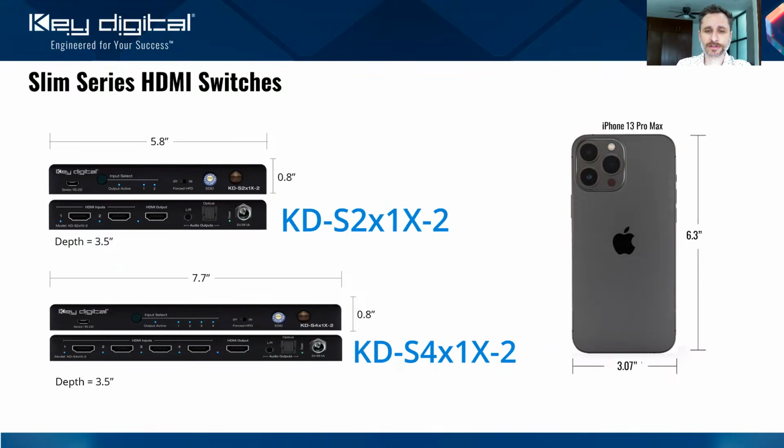How slim are the Slim Series? Well, we see the dimensions here. The S2x1X is 5/12 of an inch shorter than an iPhone 13 Pro Max. And the S4x1X model is 7.7 inches, where the 13 Pro Max iPhone is 6.3. So you could just paint the picture there for sure.